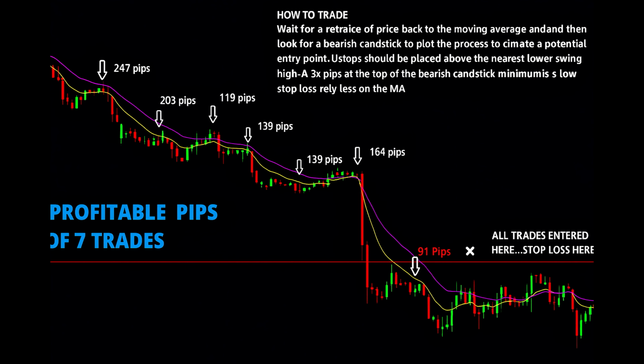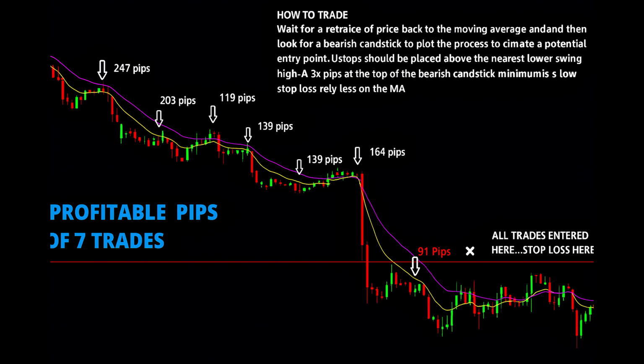Notice at the bottom right of the chart it says, all trades entered here. Stop loss hit. This shows that not every single trade will win and losses do happen. But the key is that the winners are much bigger than the losers. That's why this strategy still produced more than 1,000 profitable pips, even with losing trades included.